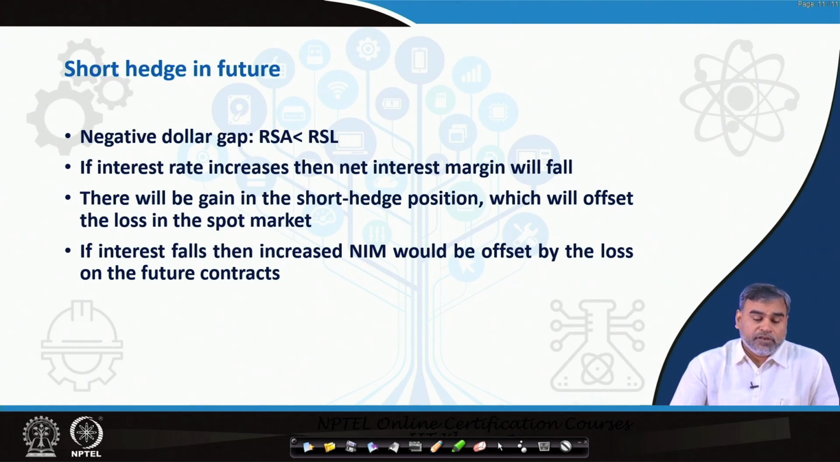If the interest rate falls, the increased NIM would be offset by the loss in the futures contracts. So, it works in the opposite way: whatever way the long hedge works, the reverse way the short hedge will work. The short hedging is important if any commercial bank has a negative dollar gap, and the long hedge will be beneficial if the particular bank has a positive dollar gap.